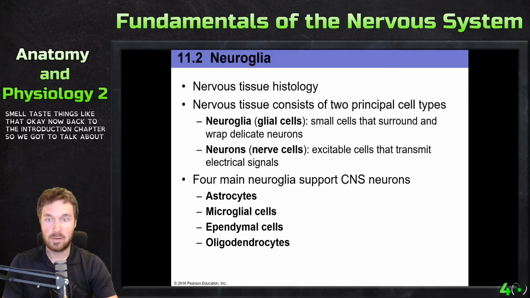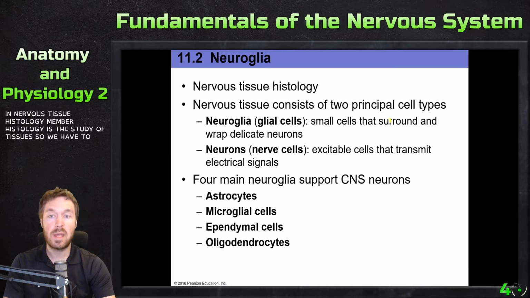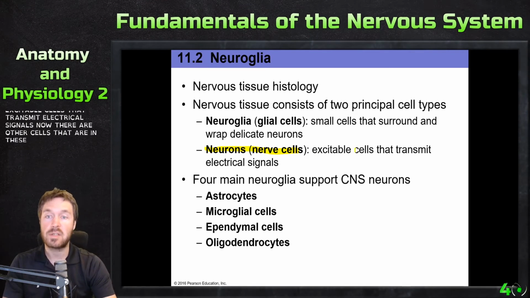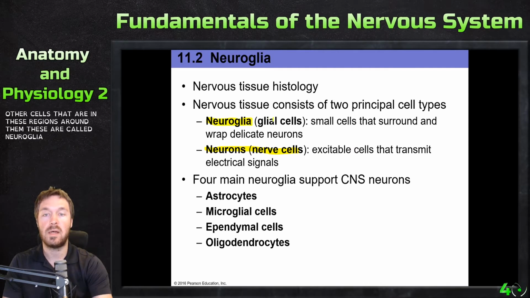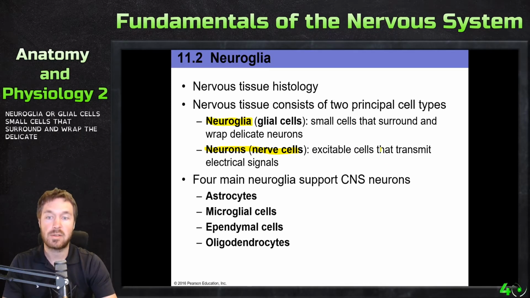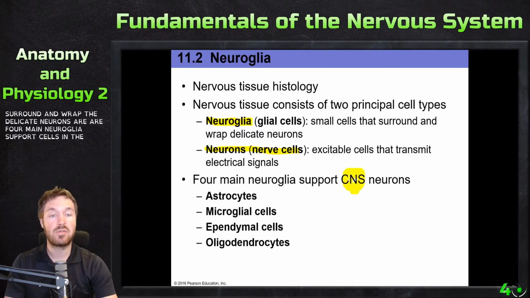So we got to talk about the different cell types in nervous tissue histology. Remember, histology is the study of tissues. So we have two main cell types. One are the neurons. Those are the main nerve cells. They are excitable cells that transmit the electrical signals. Now, there are other cells that are in these regions around them. These are called neuroglia, or glial cells, small cells that surround and wrap the delicate neurons. There are four main neuroglia support cells in the central nervous system.